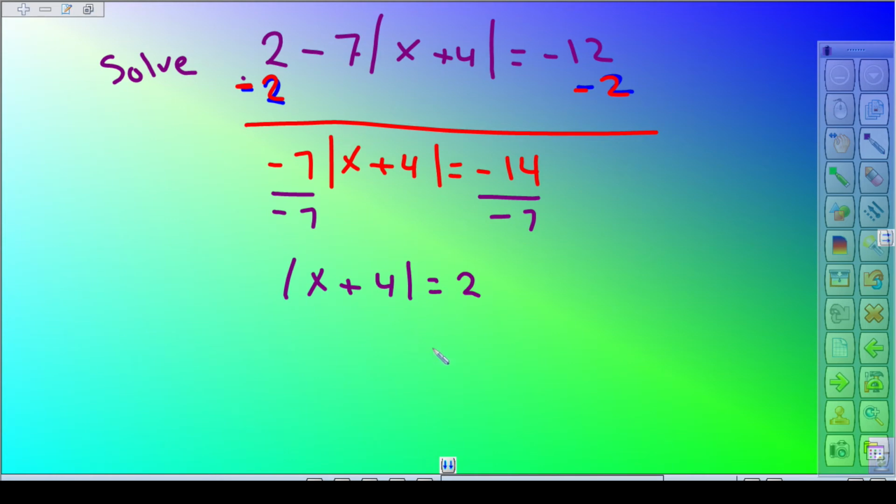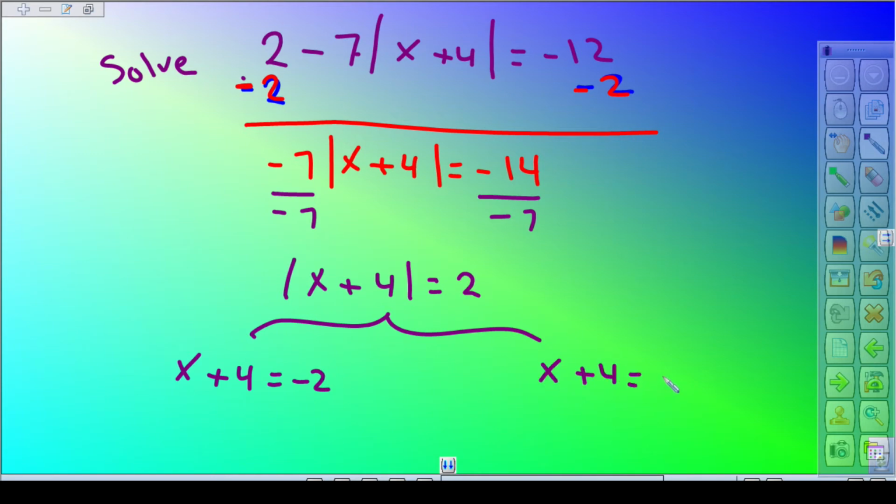Divide by that, you're going to end up with absolute value of x plus 4 equals 2. Now we're going to split. x plus 4 equals the negative 2, and x plus 4 equals the positive 2.